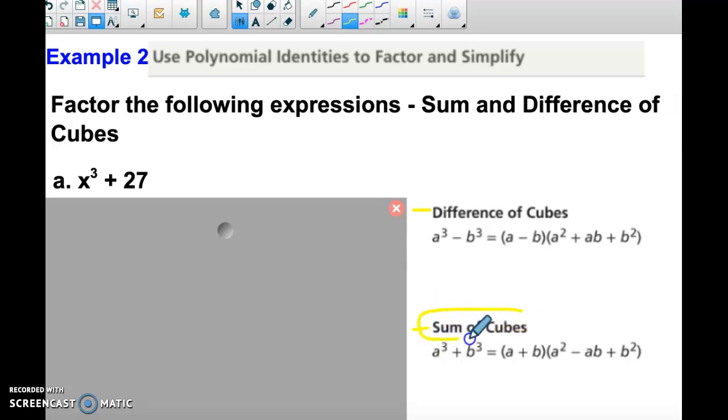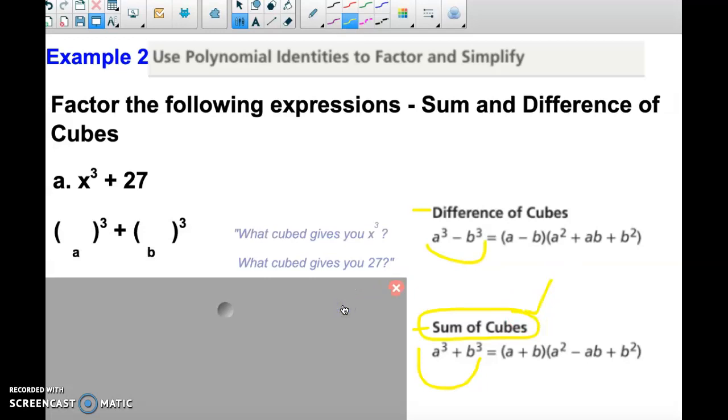For this one, we're going to do sum of cubes. Why we're going to do sum of cubes is because we're looking at the beginning part right here. I have x cubed plus 27, so that's why it has to be sum of cubes. We're going to set it up the same way with this skeleton formula. What cubed gives me x cubed, and what cubed gives me 27? So the first one's easy, right? X cubed gives me x cubed. And then what cubed gives me 27?